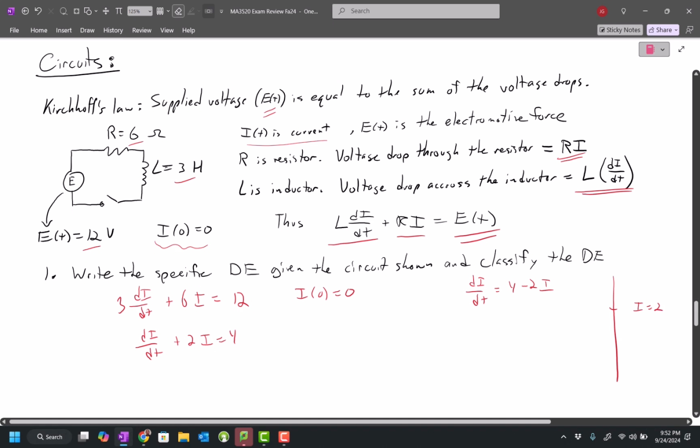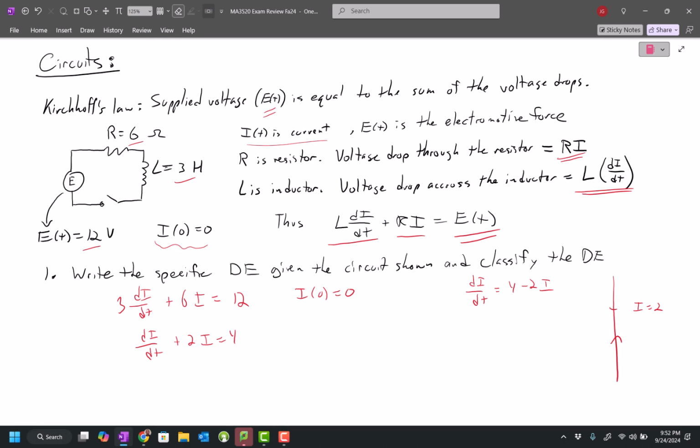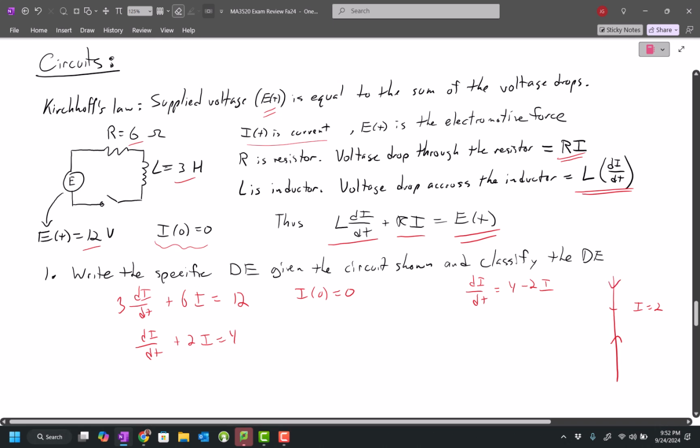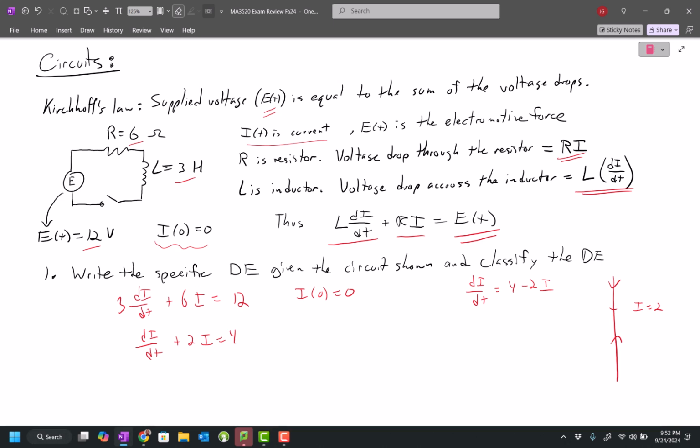If I start at values below 2, if I equals 0, for instance, I would have a positive value for di dt, so my solutions would be increasing. And if I started with an I value above 2, I would have a negative slope, a negative di dt, so the solution would be decreasing. So in this case, because I'm starting at I of 0 equals 0, just by looking at that phase portrait and understanding this autonomous differential equation, I know my solution should be increasing to some limiting value of current equals 2.